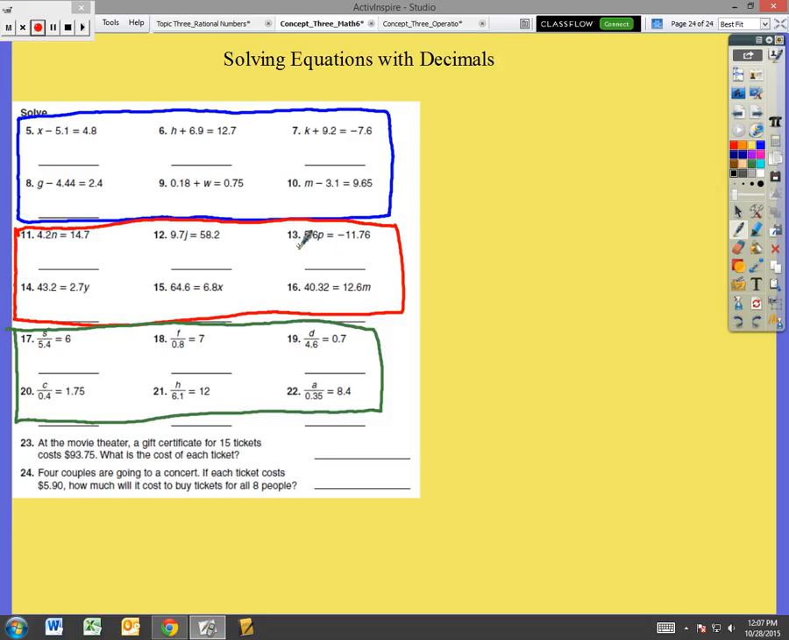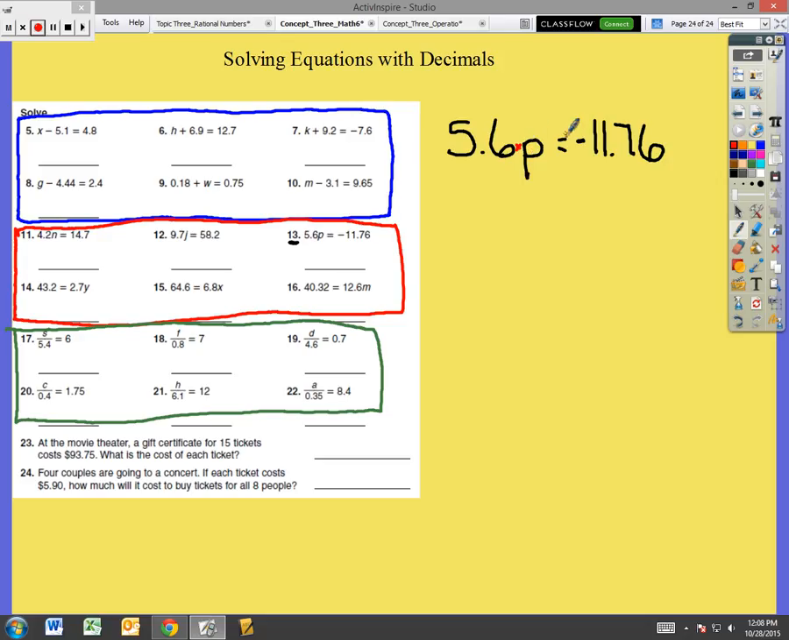Actually, let's look at 13 because it incorporates a negative. So we have 5 6/10 p, so 5 6/10 is the coefficient, p is the variable, is equal to negative 11 76/100. Because I use the word coefficient, you should automatically realize that we're multiplying here. We're multiplying these two together.